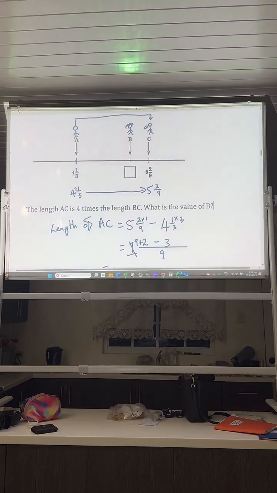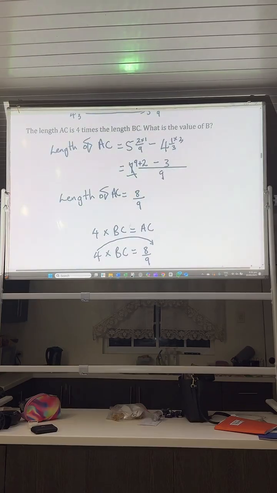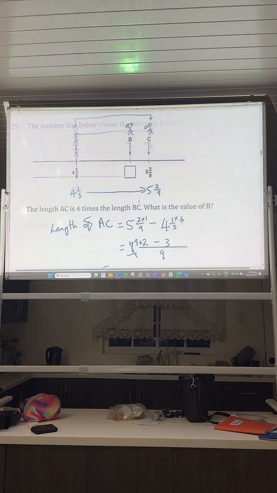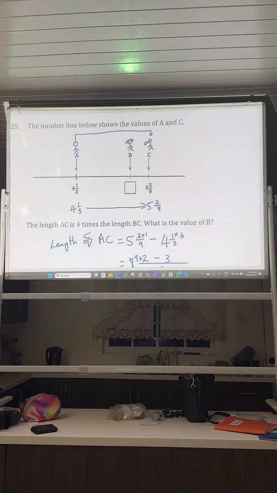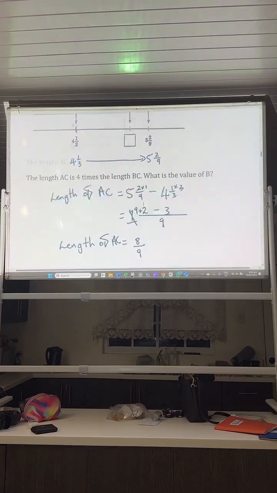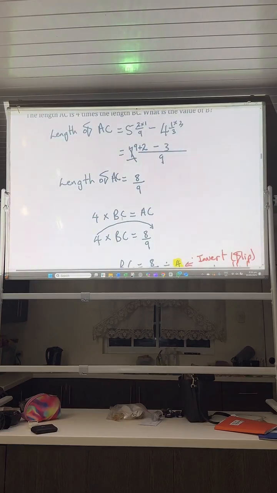If Adam is standing at 4 1/3 and Caleb is 5 2/9 to the right, we need to subtract the smaller number from the larger number to figure out how much we have in between them. When we did this work with mixed numbers, we got 8/9. So in between here will be 8/9. We are working with the information that was given to us.